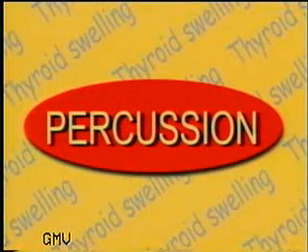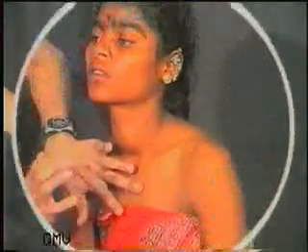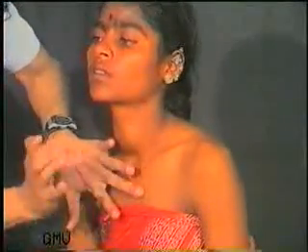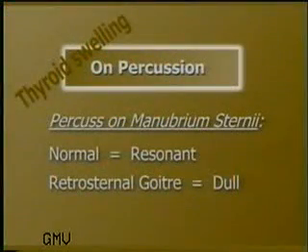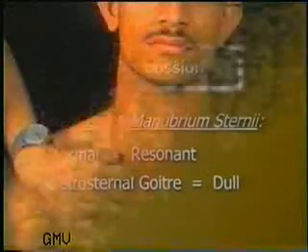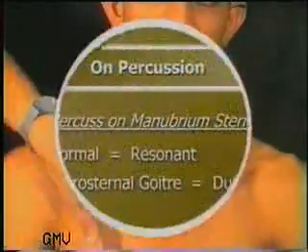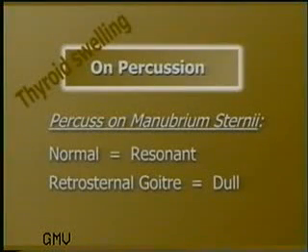Now let us proceed to percussion and auscultation. Percuss directly over the manubrium sterni or use a heavy percussion stroke. Normally the note is resonant due to air in the trachea behind the manubrium sterni. If the percussion note is dull, suspect a retrosternal extension of thyroid, which descends between the trachea and the sternum and comes to lie between the manubrium sterni and the air column.